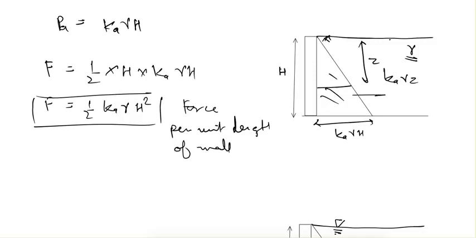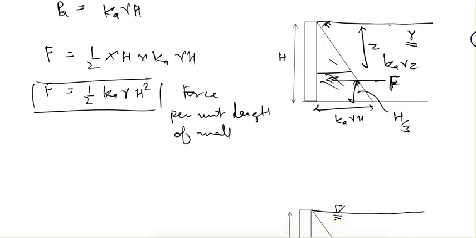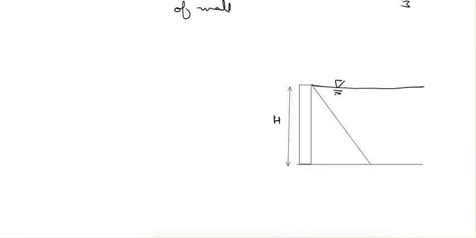And this force would be acting at this level. It is the resultant or the CG of this diagram, that is H by 3 from the base. That is the point of action. So after that, let's see the submerged condition.